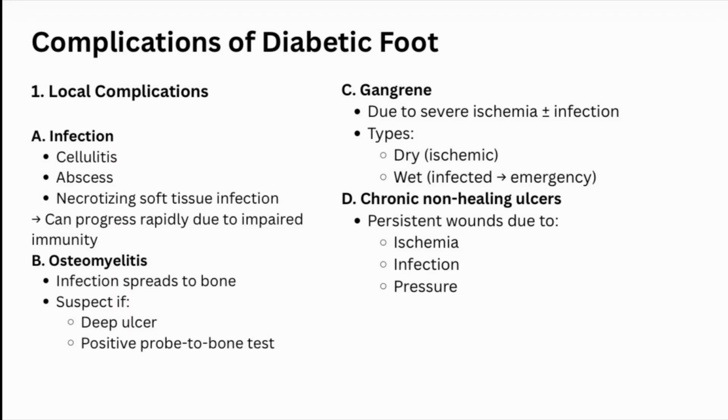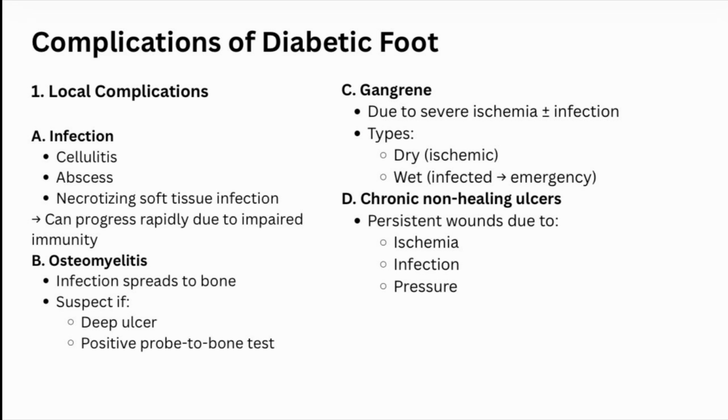Diabetic foot can lead to serious local and systemic complications. Locally, infection is very common, ranging from cellulitis and abscess to necrotizing soft tissue infection, which can progress rapidly due to impaired immunity. Osteomyelitis occurs when infection spreads to the bone and should be suspected in deep ulcers or when the probe-to-bone test is positive.